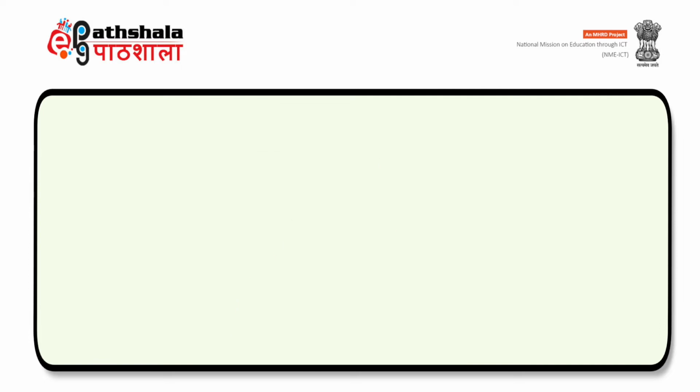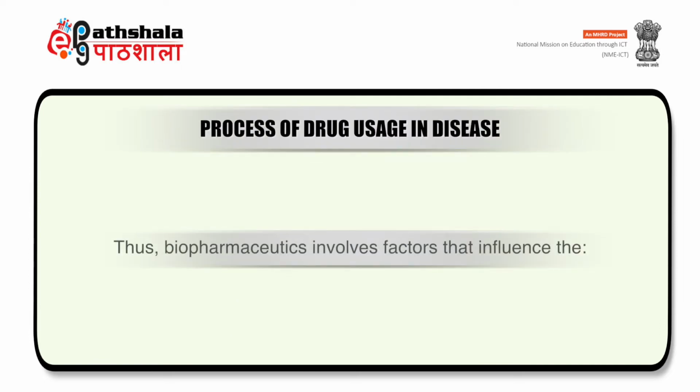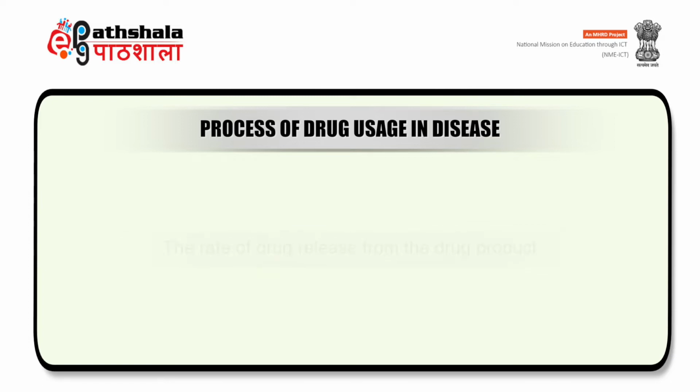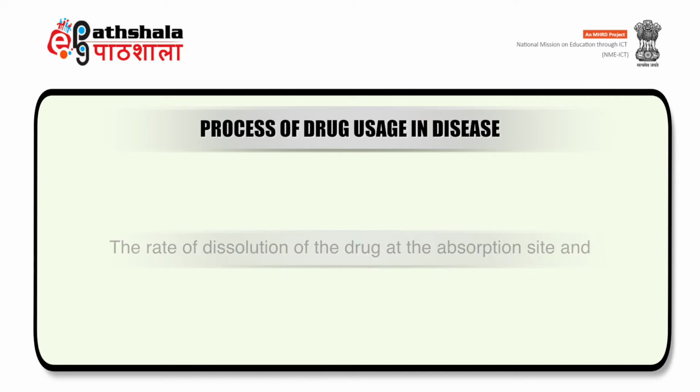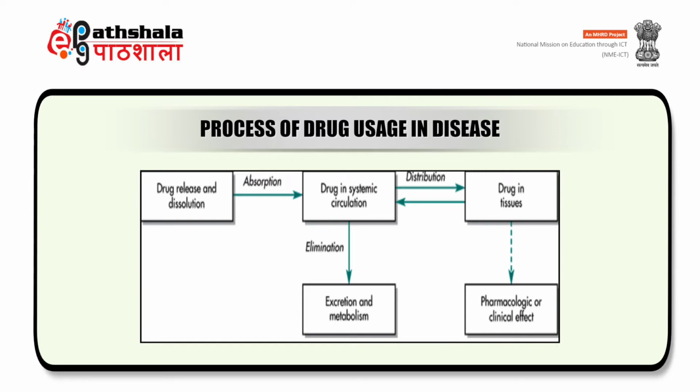Inherent in the design of a suitable drug product is the knowledge of the pharmacodynamics of the drug, including the desired onset time, duration, and intensity of the clinical response, and the pharmacokinetics of the drug, including absorption, distribution, elimination, and target drug concentration. Thus, biopharmaceutics involves various factors that influence the protection and stability of the drug within the drug product, the rate of drug release from the drug product, the rate of dissolution of the drug at the absorption site, and the availability of the drug at its site of action. The following figures demonstrate the dynamic relationship between the drug and the pharmacological effect.